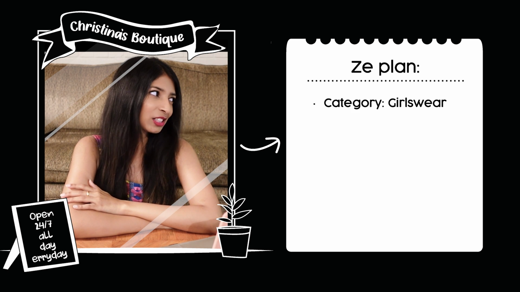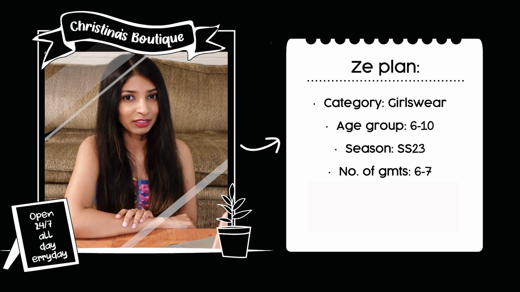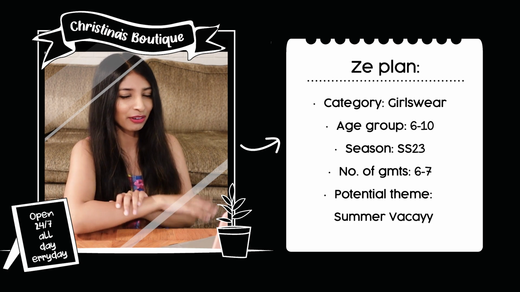So yeah, here's the plan for today. We're designing a girls' wear capsule collection, ages 6 to 10, for SS23. We're creating 6 to 7 garments for the potential theme of a summer vacation.